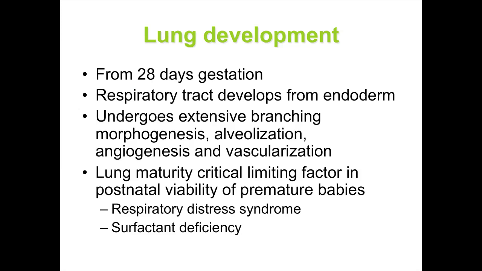Lungs start to develop from 28 days gestation, and the respiratory tract develops from endoderm. It undergoes extensive branching, morphogenesis, alveolization, angiogenesis, and vascularization. Lung maturity is the critical limiting factor in postnatal viability of preterm babies. A premature baby has surfactant deficiency, poorly developed alveoli, and is therefore at risk of RDS, respiratory distress syndrome.